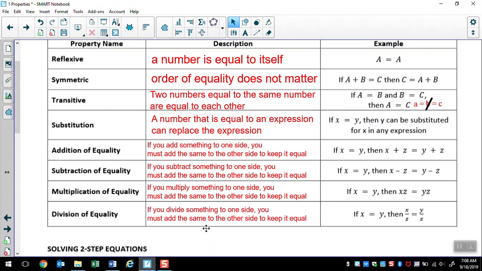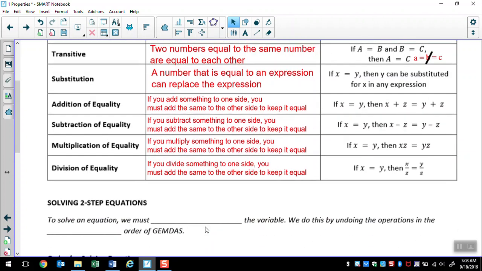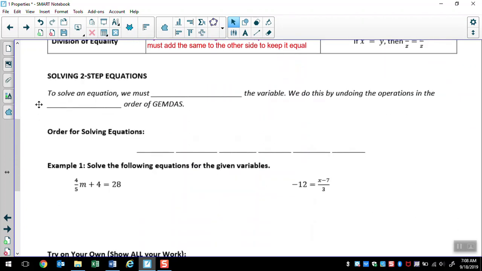So now let's switch gears a little bit and review how we solve two-step equations. To solve an equation, we need to isolate the variable. Isolate means get that variable by itself. We do this by undoing the operations in the reverse order of GEMDAS. So the ordering for solving equations would be SADMEG. We want to undo any subtraction and addition first, then division and multiplication, and then any exponents, and then any grouping symbols.